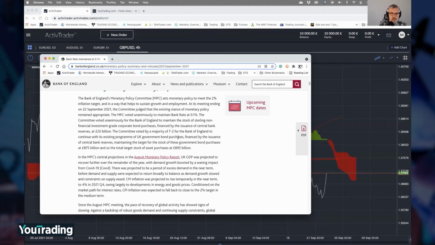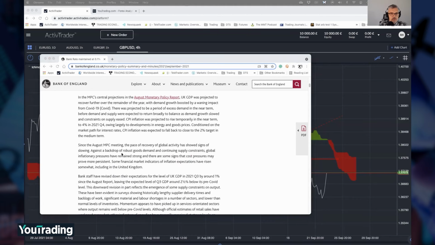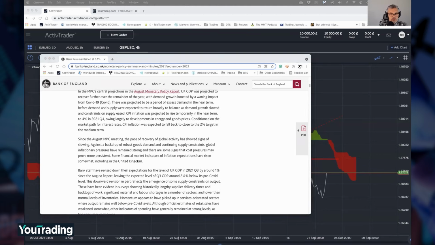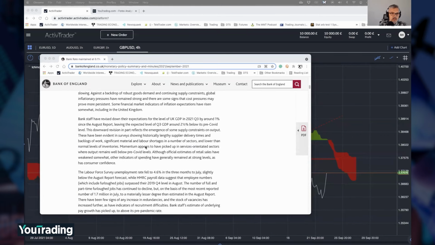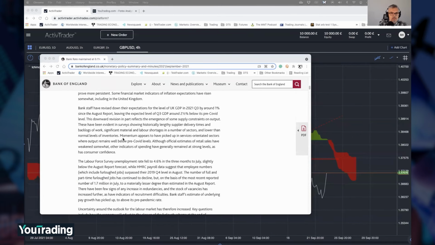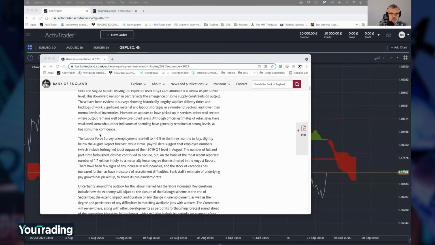But as I said, 2 people have now said this needs to end. So that's slightly more hawkish. They go on to talk about how the coronavirus is going to abate with the vaccinations, and momentum appears to have picked up in services-orientated sectors where output remains well below pre-COVID levels, though. So they're looking for that to adjust.